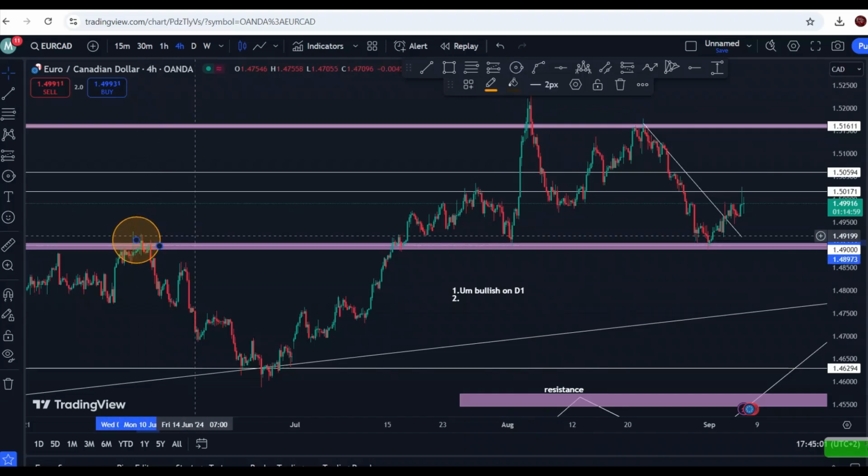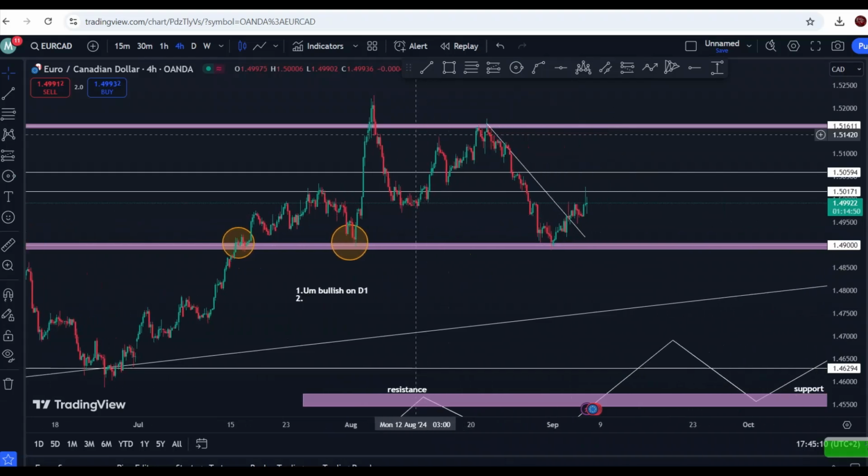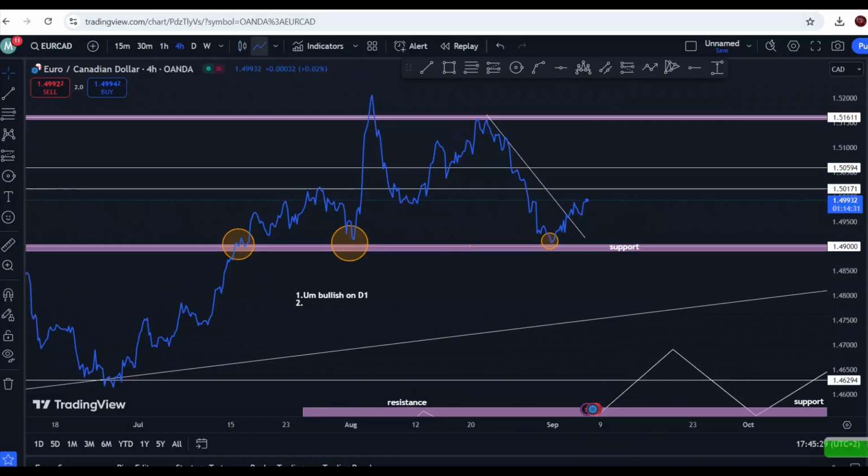The purple zone, it's a major zone. We failed to pass it here for the first time, then we failed here, then we broke it, then we sat on it here, then we came on it again, then we sat on it here. So you see, this is now a support area. Let's write support. As long as we're above the purple zone, I'm looking for buys.